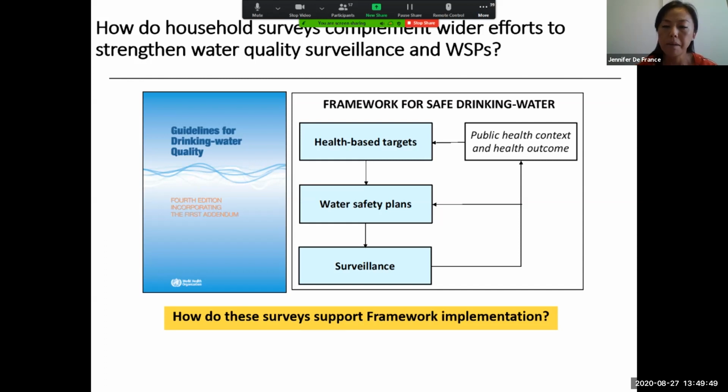This should be guided by national regulations, which include targets for water safety, as well as ideally regulations on water safety planning, so risk assessment, risk management. And it should be overseen by a system of independent surveillance, which makes sure that the water safety plans are effective and that these health-based targets are met.